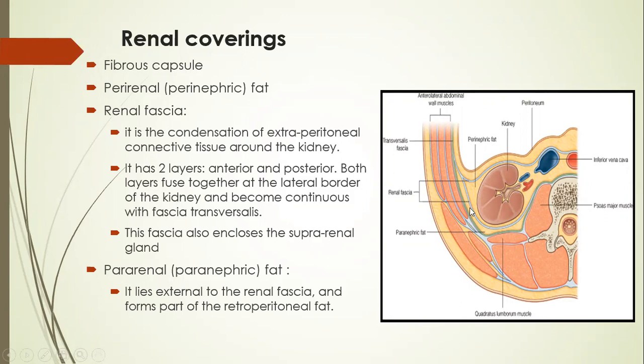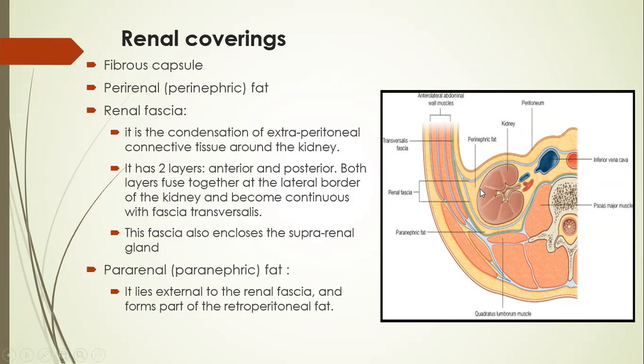Then the outermost covering will be the pararenal pad of fat, also called the paranephric fat. Okay, so here you can see this is the paranephric fat. It lies external to the renal fascia and forms part of the retroperitoneal fascia. So these are the important coverings of the kidney from inside to outside.